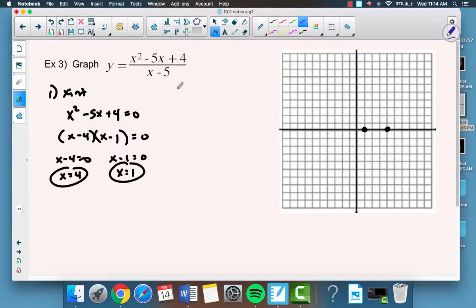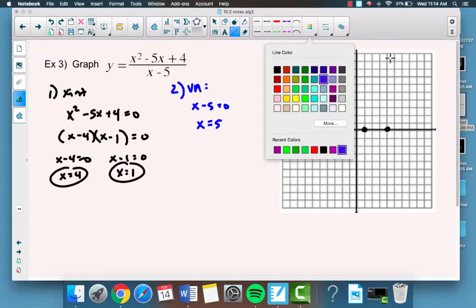Then I'm going to go ahead and find my vertical asymptote by setting the denominator equal to 0. So x minus 5 equals 0. This one's nice and easy. Add 5 over, we get x equals 5. So I'm going to draw my vertical asymptote at x equals 5.